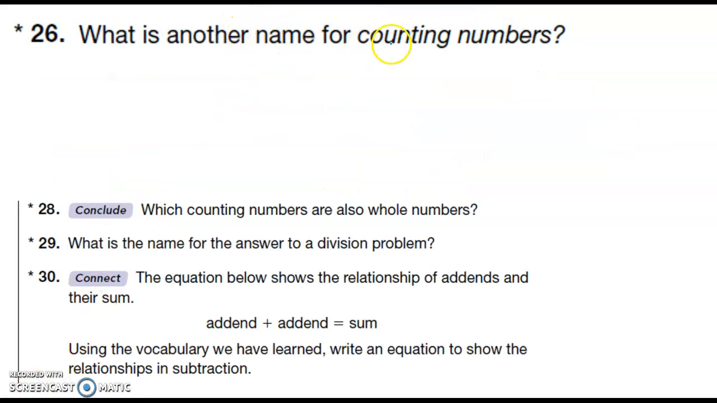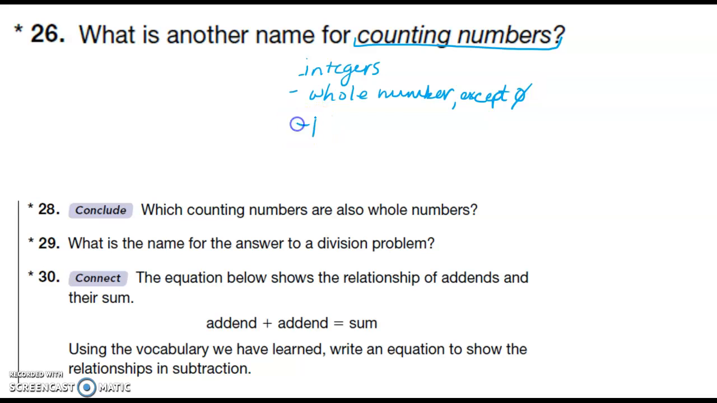Okay, what's another name for counting numbers? Gosh, I don't know. You could call them integers. You could call them whole numbers, except 0. You could call them positive integers. Yeah. Which counting numbers are also whole numbers? All of them. What is the name for the answer to a division problem? The quotient.